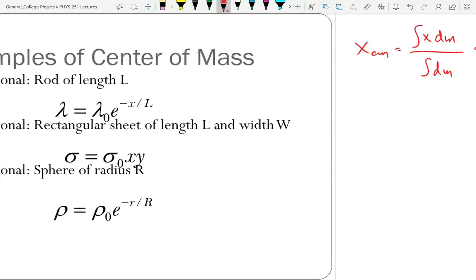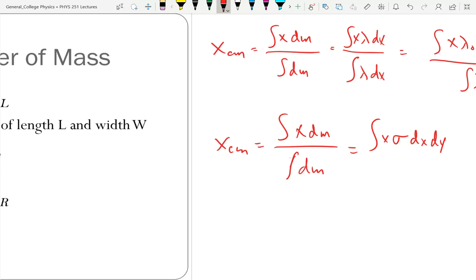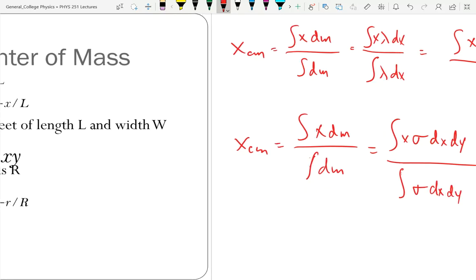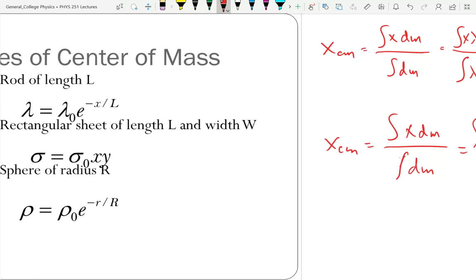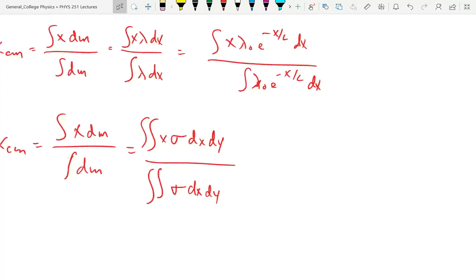The two-dimensional one starts the same. dA is dx dy. Now, because I have two d's, I'll put a second integral sign there. Is that sigma on the bottom? Yeah, that's sigma. And now my sigma is sigma naught x y.